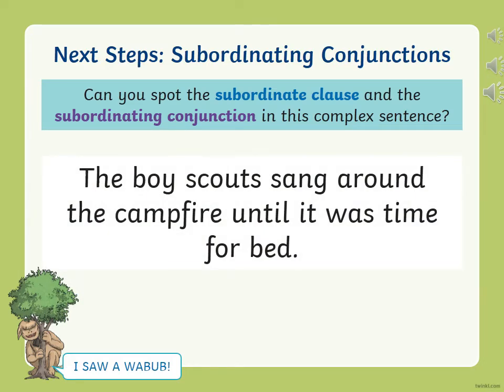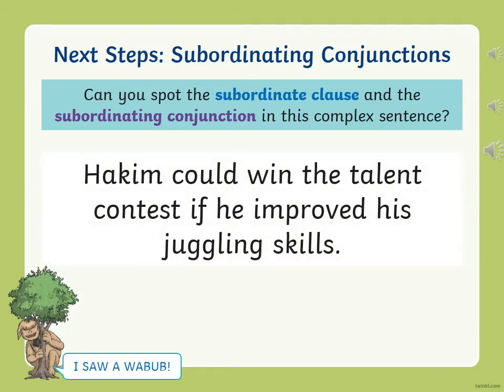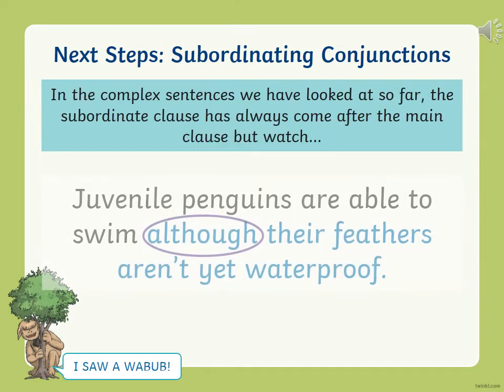Now can you do the same for this sentence? That's right. The subordinate clause is until it was time for bed. And you guessed it right. The subordinating conjunction is until. And again, that's correct. If he improved his juggling skills is the subordinate clause. And if is the subordinating conjunction.